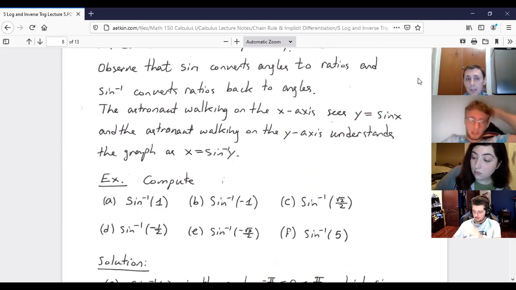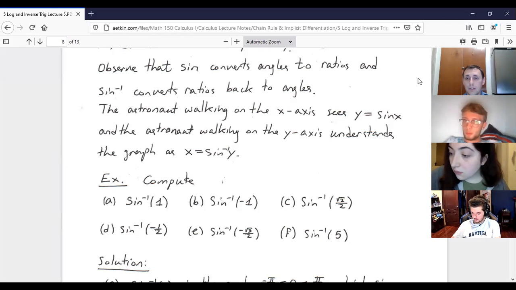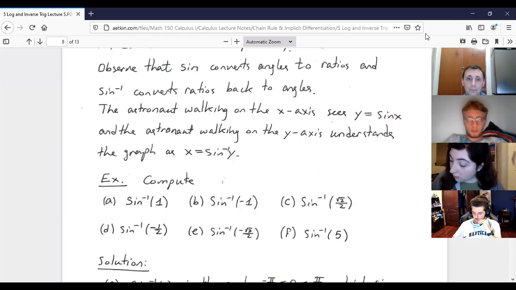Can you repeat the question? I didn't catch it. Yes, the question is, what is sine inverse of 1? To understand this question, simply ask yourself, what value does sine map to equal to 1? And the answer is obviously pi over 2.